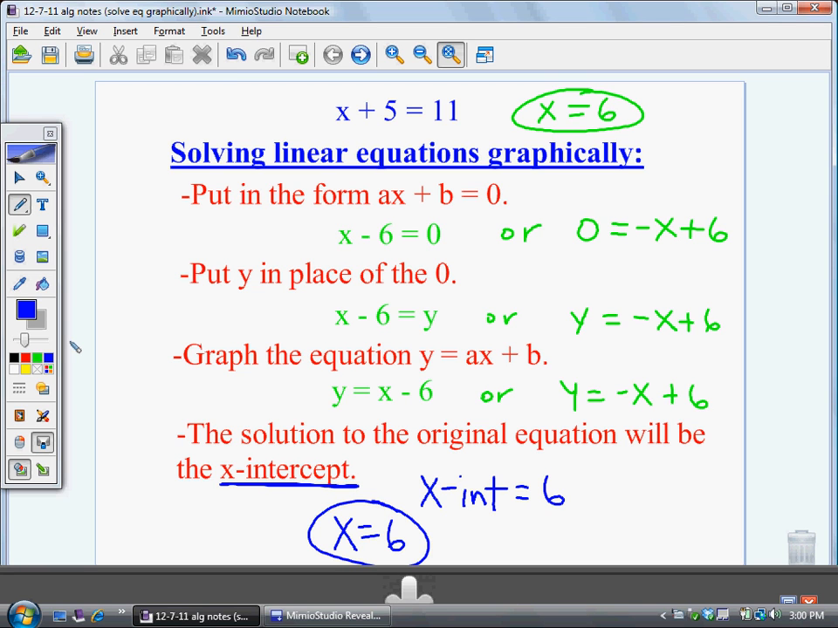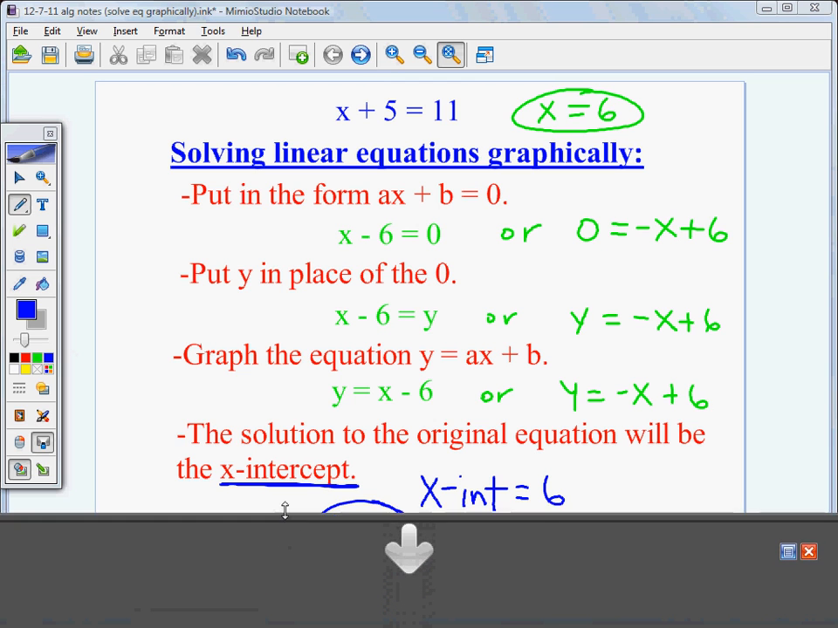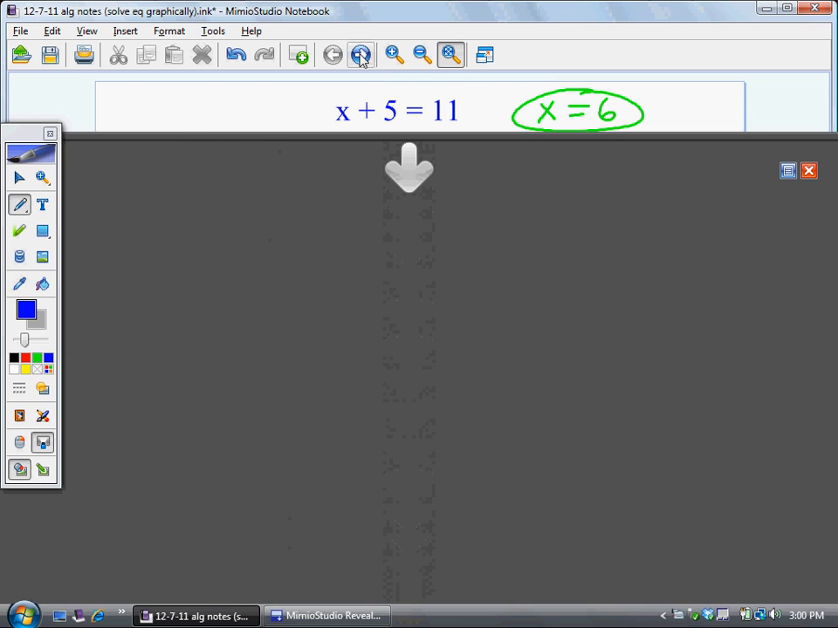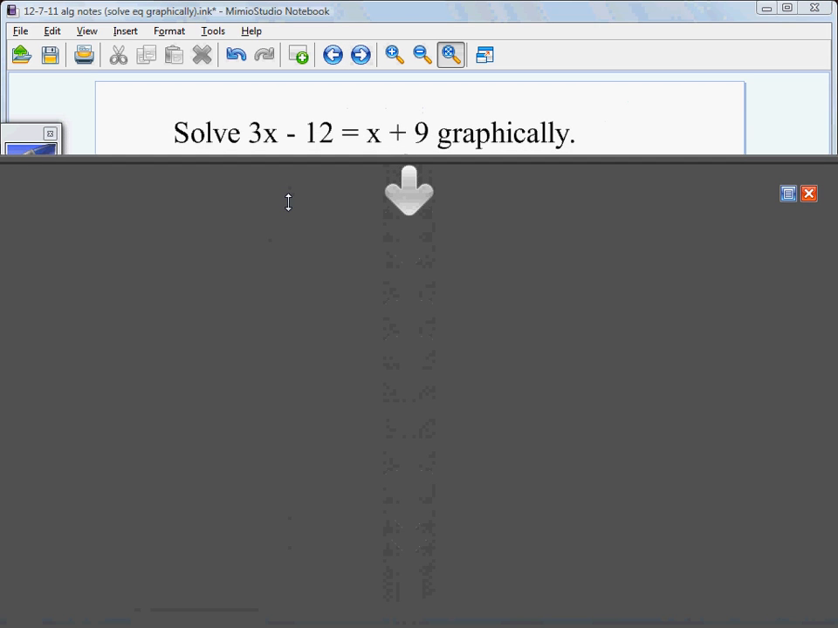If you think about what we did here, we put 0 where y was. Anytime you put 0 in where y is, you're finding the x-intercept. And so that's why it ends up being the x-intercept in the solution. Now I'm going to go through one example. We'll show you how you can solve 3x minus 12 equals x plus 9 graphically.